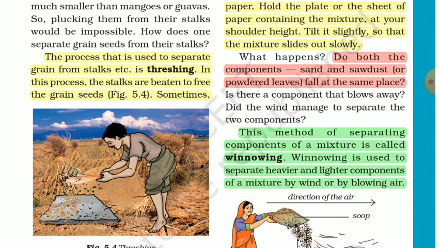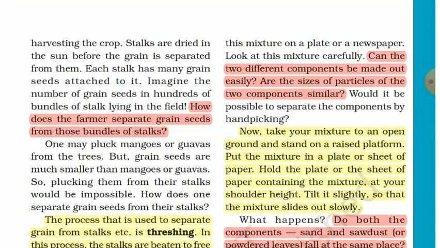That particular process is known as what? Threshing. Here you can see that a farmer is beating the stalks on a solid surface. So what is threshing? The process used to separate the grains from the stalk is threshing. In this process, the stalks are beaten to free the grains. So it is the definition of threshing. I hope that you got the answer and you got a clear concept about threshing, isn't it?